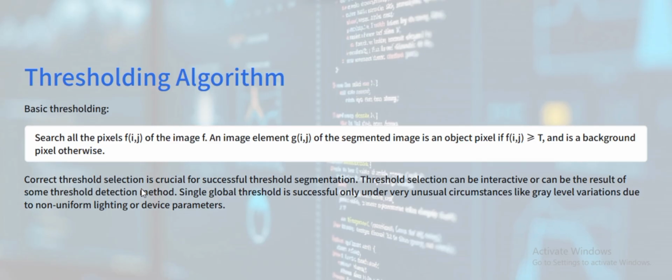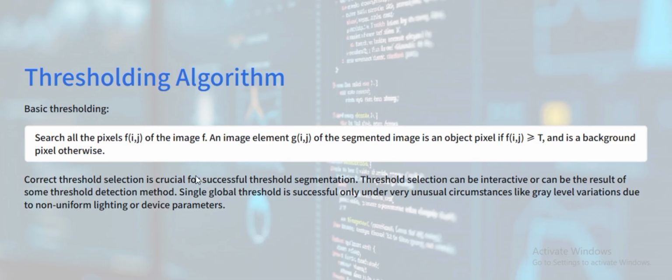The correct threshold selection is crucial for successful threshold segmentation. We must select a threshold value in such a way that the proper partition of black and white regions is done. The selection can be interactive or the result of some threshold selection method. It can be an interactive one, or we can fix a constant threshold value.